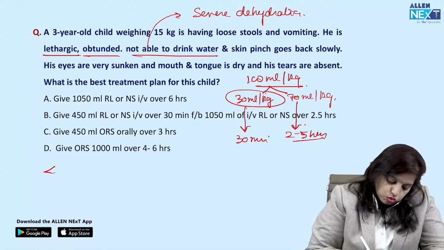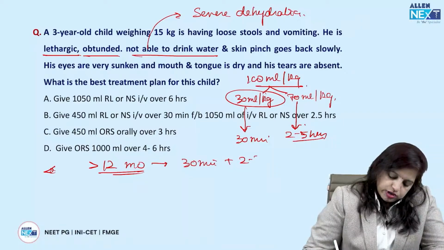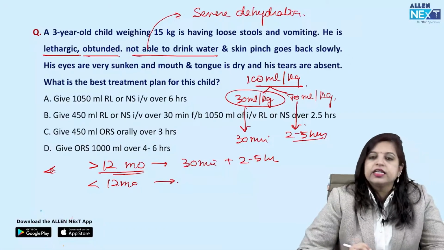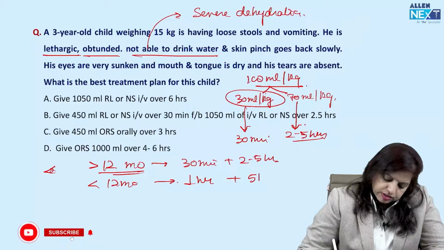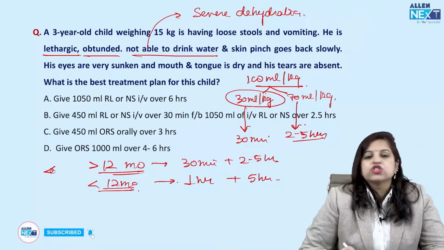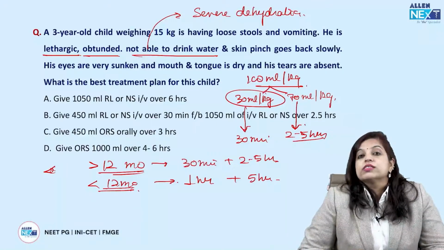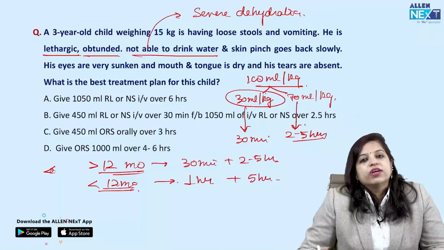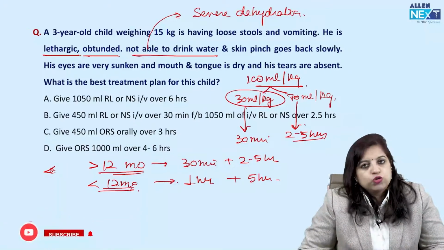This is for a child who is more than 12 months of age. In less than 12 months of age, again 30 ml per kg is given, but this is given over 1 hour, and the remaining is given over 4-5 hours. So resuscitation in a child who is of lesser age is done very slowly, over 6 hours. A child who is above 1 year of age, resuscitation can be done fast, that is within a span of 3 hours. This should be very clear.